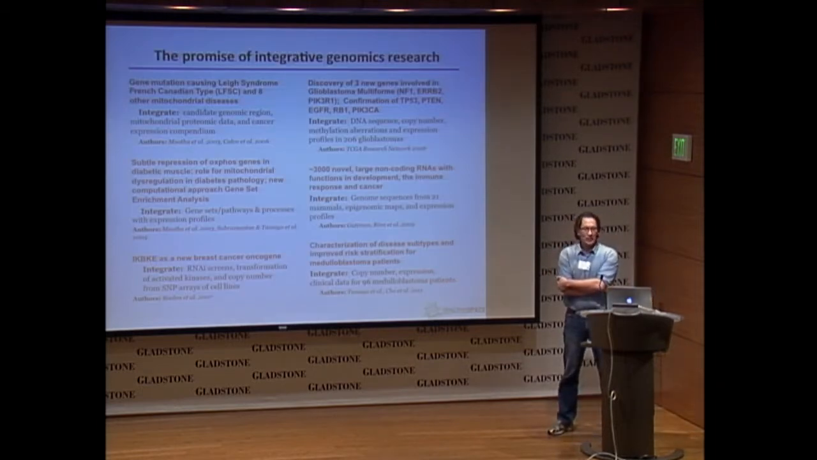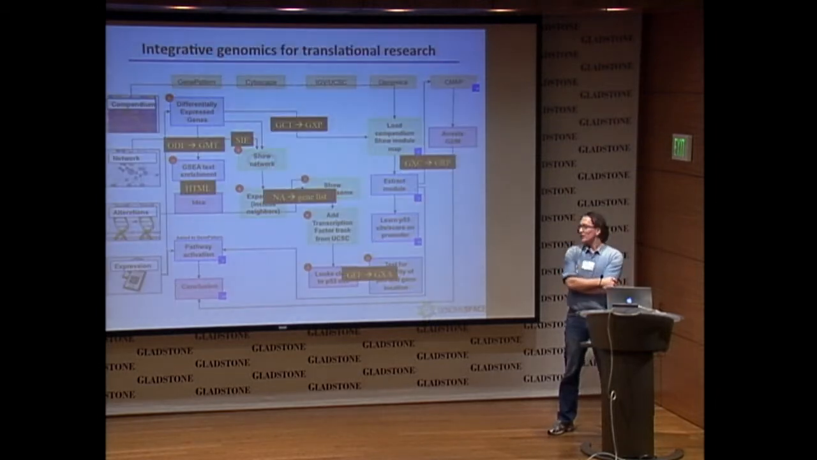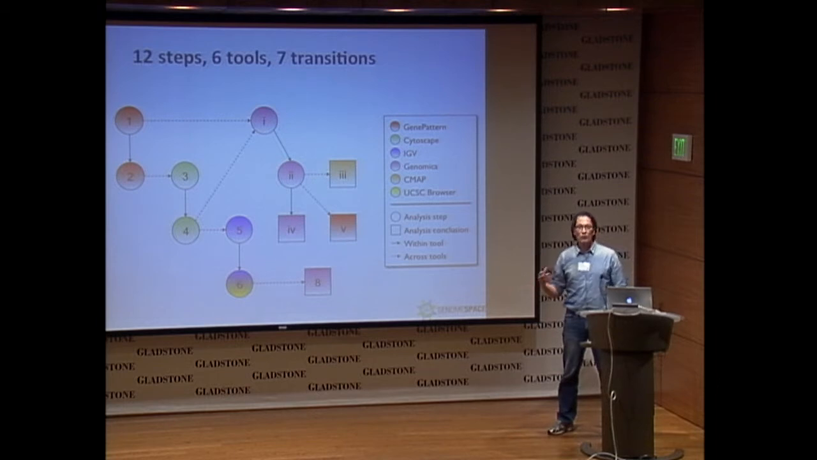Integrative genomics is hard. This is one particular experiment, and one of the reasons it's hard is because every time you jump tools, you have to jump file formats, you have to do work outside of the tools to get between them. So in that particular experiment, there's a lot of transitions, and the idea we came up with is if we make these transitions easier, science can accelerate.